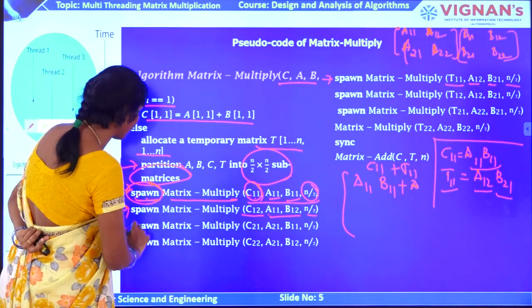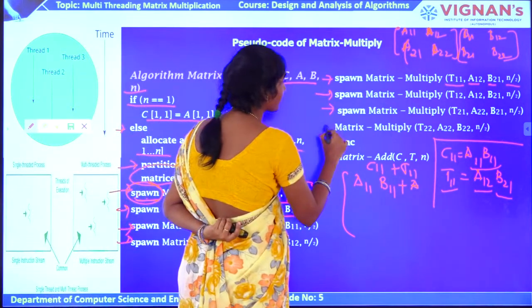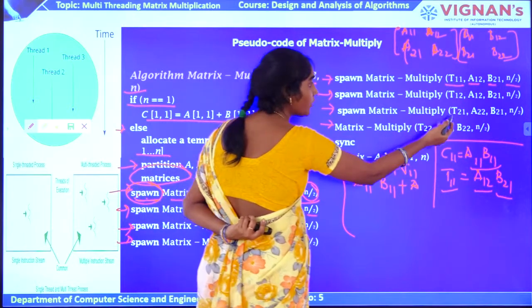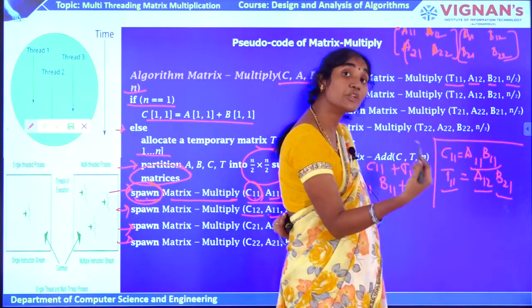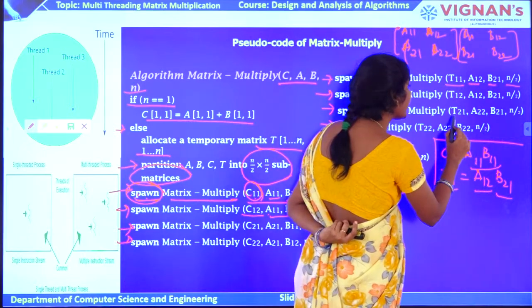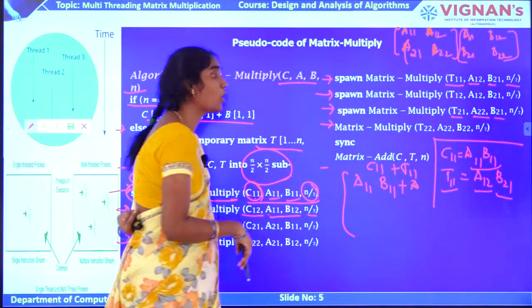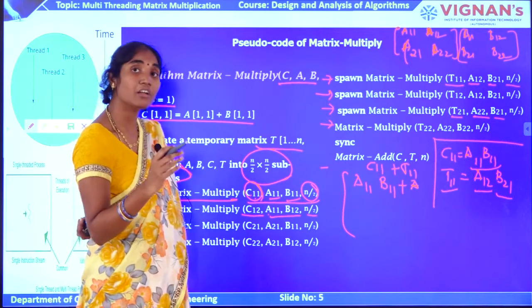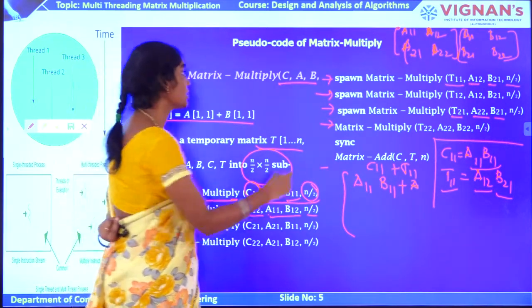Now in the same manner, I am writing the matrix multiplication for the remaining terms also. Suppose I want to get T21. T21 can be measured by multiplying A22 and B21. So that is why T21, A22, B21, right. Likewise I am writing all the 8 terms, and all these 8 terms are executing in parallel. That is why I have given spawn over there.